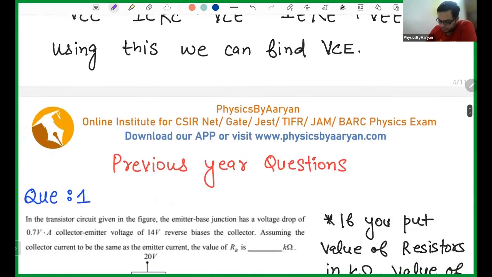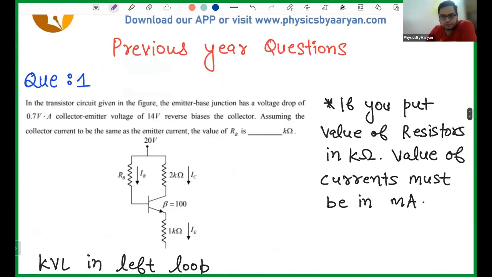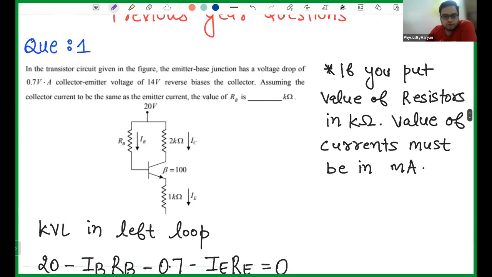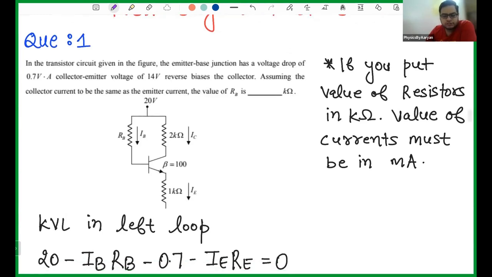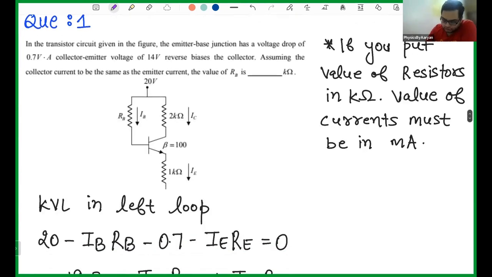There is one previous year question given to you. Let's see if we can solve this question. The question says that this voltage is 20 volt, and the collector voltage is also given to you. So this voltage is also given.